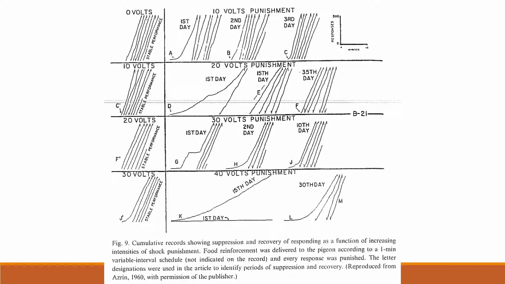Here's a set of cumulative records showing the effects of contingent aversive stimulation on behavior that was also reinforced by food at the same time. At the top left, steady-state responding was achieved with the response being reinforced by food on a variable interval 1-minute schedule. Then, at the phase change, 10 volts of shock were delivered contingent on every response.